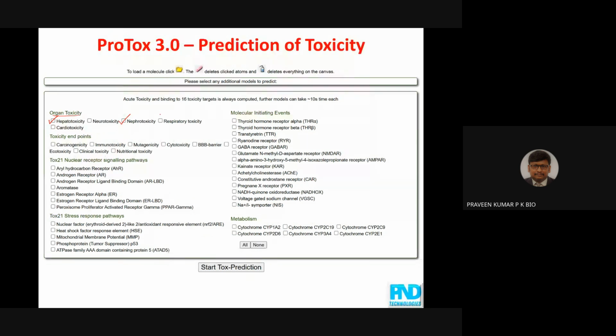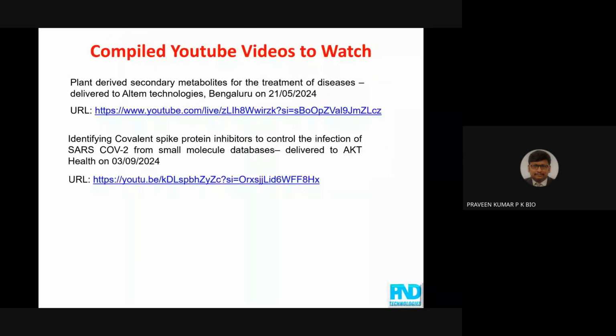And if you are working specifically on lung cancer, instead of hepatotoxicity, go with respiratory toxicity. Like this, you can check whatever toxicity you want, and if you want all the types of toxicity checked, you can check all of them. Similarly, you can check the toxicity endpoints, the nuclear receptor signaling pathways, stress response pathways, molecular initiating events, and metabolism, the cytochrome P450 enzymes. All these are part of toxicity, and we can check them in terms of signaling pathways and metabolism.